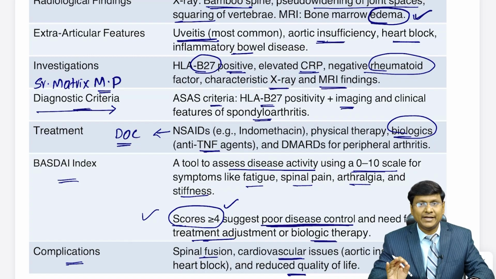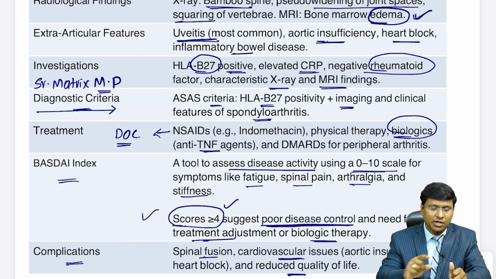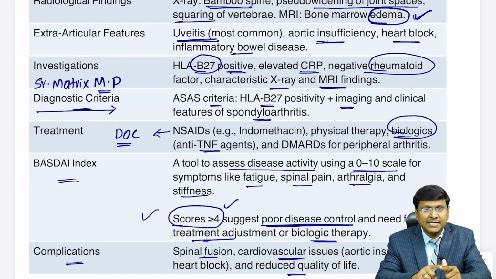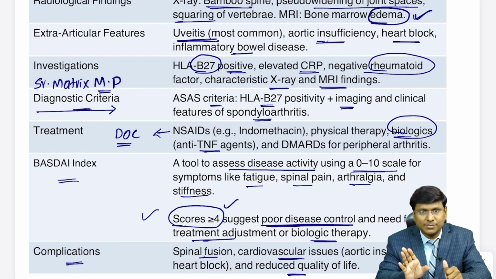So this is about ankylosing spondylitis. So important features are what? Spine involvement, sacroiliac joint involvement, extra-articular involvement mainly in the form of anterior uveitis, cardiovascular involvement in the form of complete heart block and aortic regurgitation, and the marker which will tell you about the disease activity is serum matrix metalloproteinase, and spinal fusion is made out by the Schober's test, and the BASDAI index is the one which will tell you about the disease activity and response to the treatment, right?